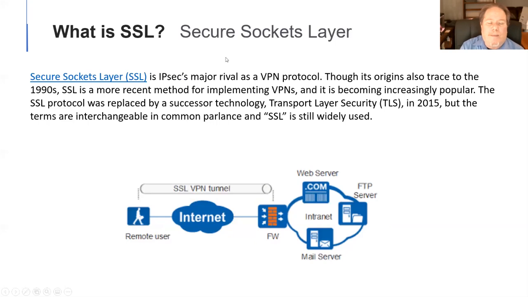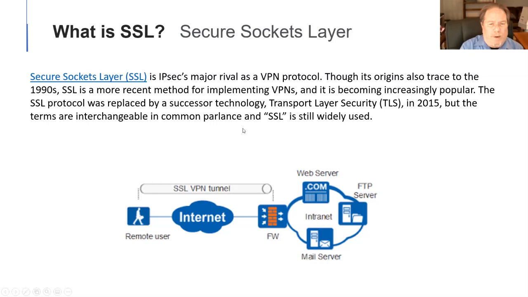So now we're going to talk about a different encryption protocol. SSL, Secure Sockets Layer, is a different protocol than IPsec. Between IPsec and SSL, those are going to be your two most popular protocols for doing VPN tunnels. Its origins are much older than IPsec. I'm sorry, IPsec is the original one. SSL is a more recent method, and it's becoming increasingly popular.